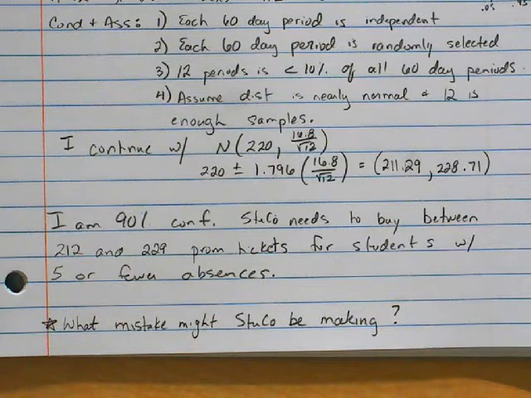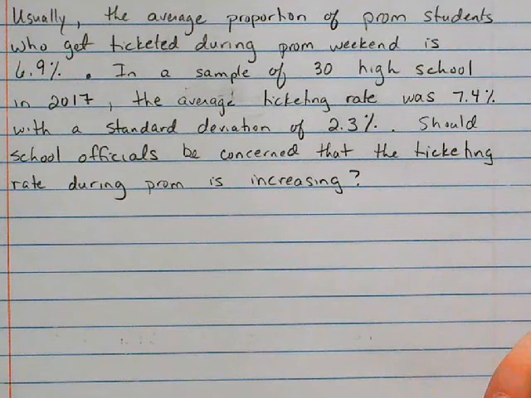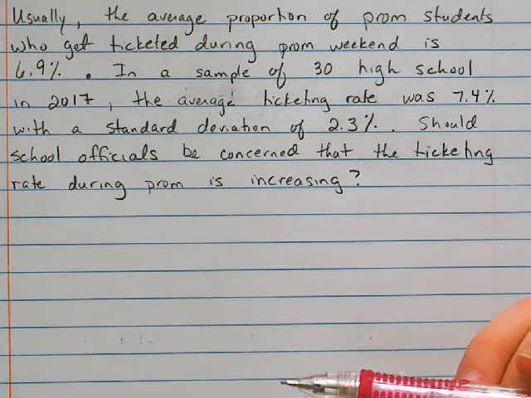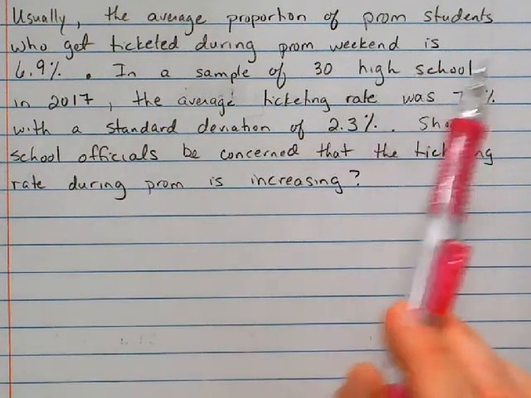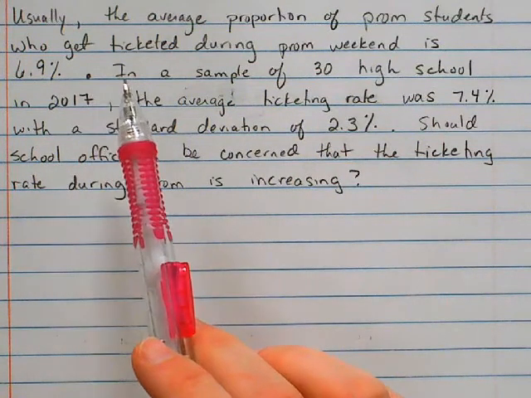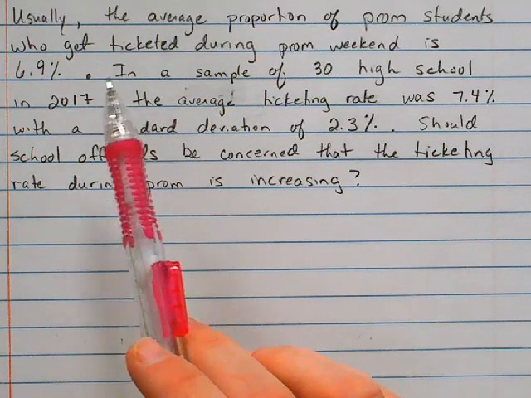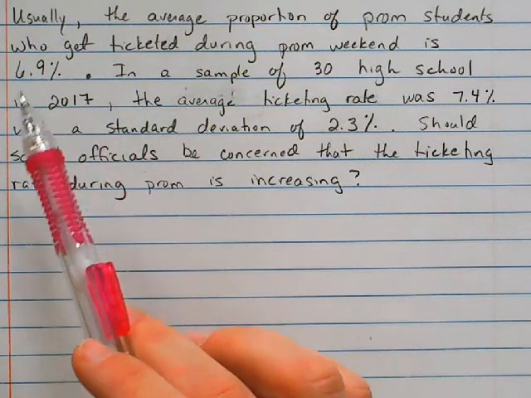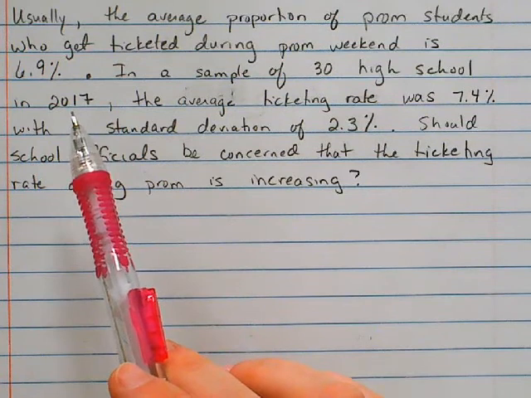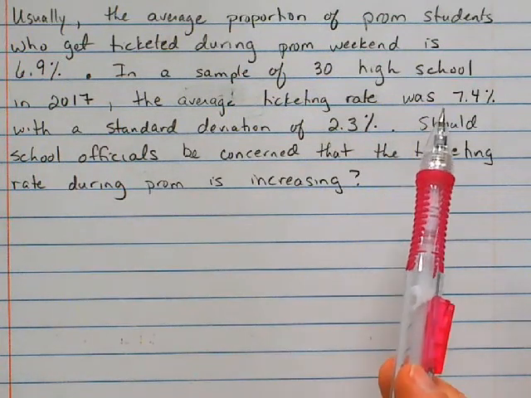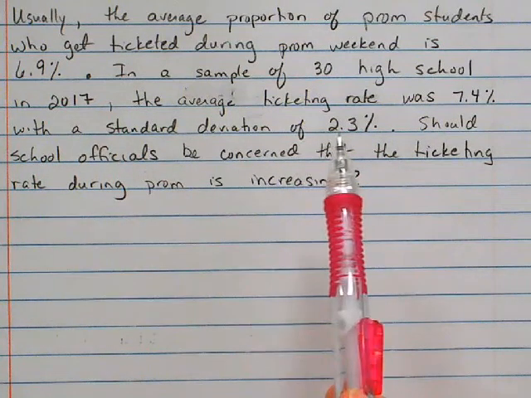Okay, so now let's look at another way to look at means. This time we're going to be thinking about a hypothesis test. Usually the average proportion of prom students who get ticketed during prom weekend is 6.9%. In a sample of 30 high schools in 2017, the average ticketed rate was 7.4% with a standard deviation of 2.3%. Should school officials be concerned that the ticketing rate during prom is increasing?